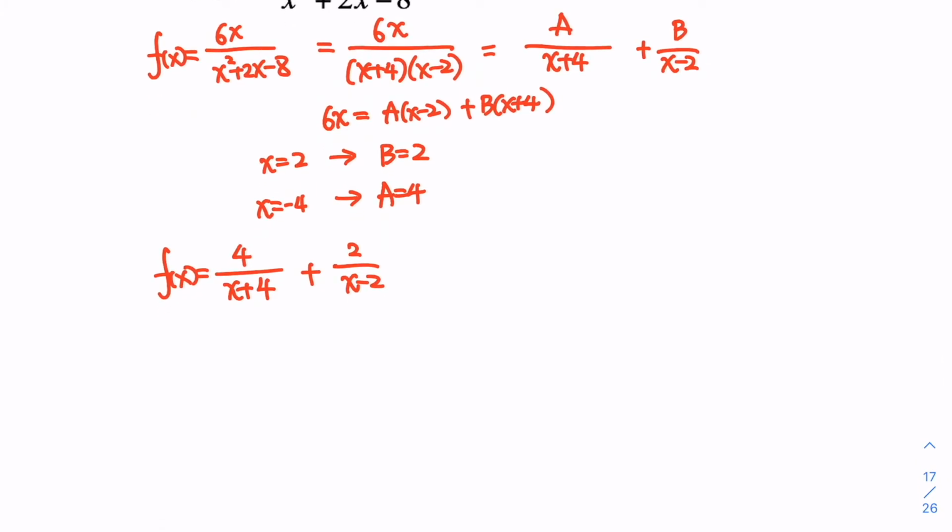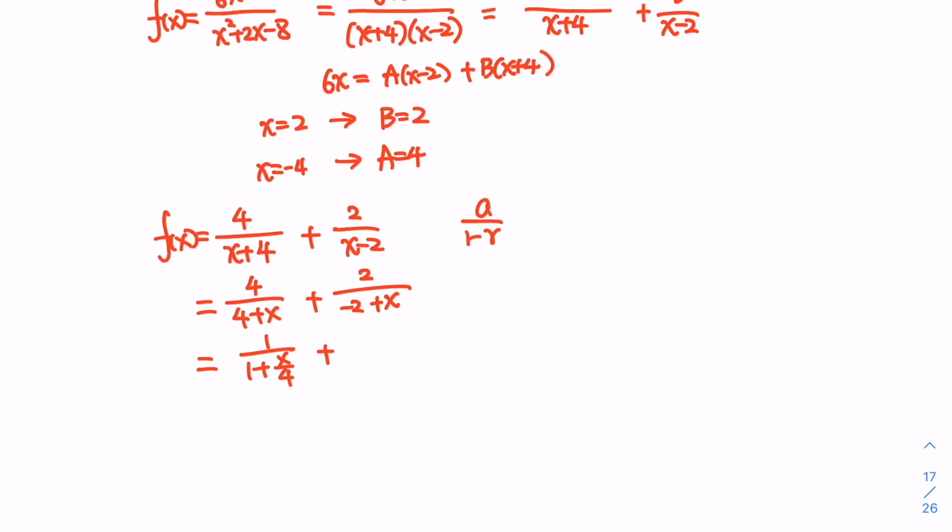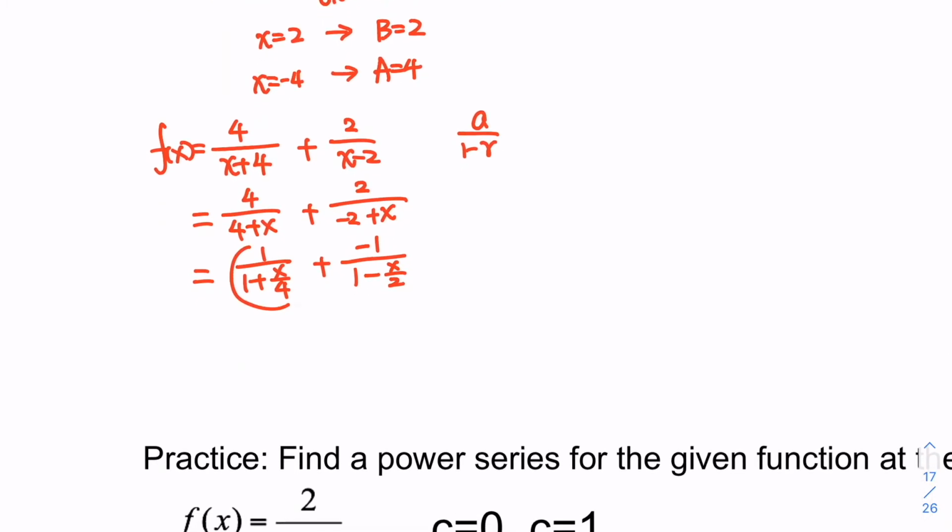Now this looks like what we have so far. We have to compare with a over 1 minus r. You can change this to 4 over (4 + x) plus 2 over (-2 + x). We divide by 4 for the first one, so it's 1 over 1 plus x over 4. For the second one, we want to change it to 1, so we divide everything by negative 2. So it's negative 1 over 1 minus x over 2. This one gives us a equals 1, r equals negative x over 4. For this one, a equals negative 1, r equals x over 2.